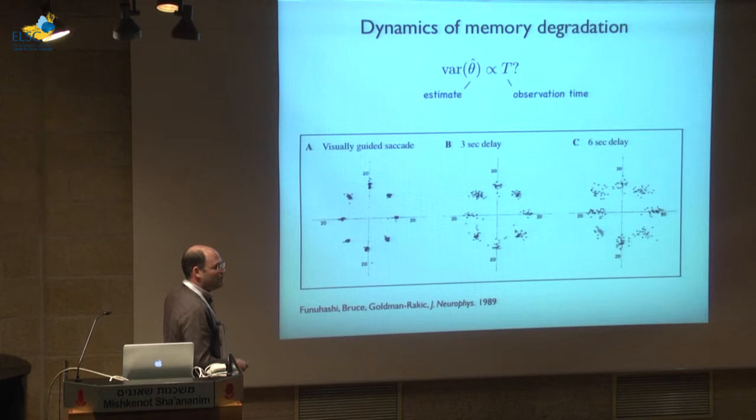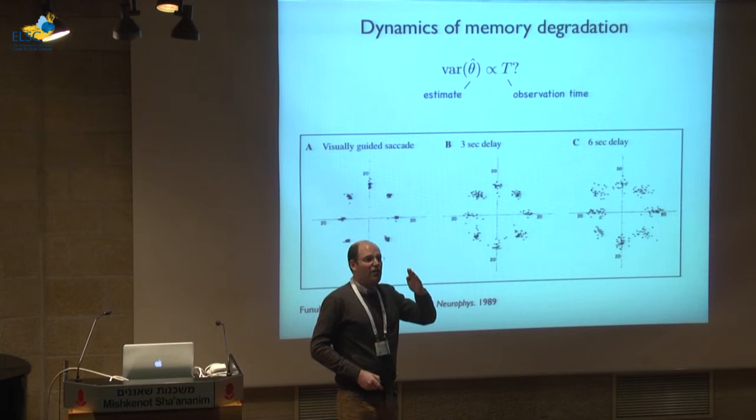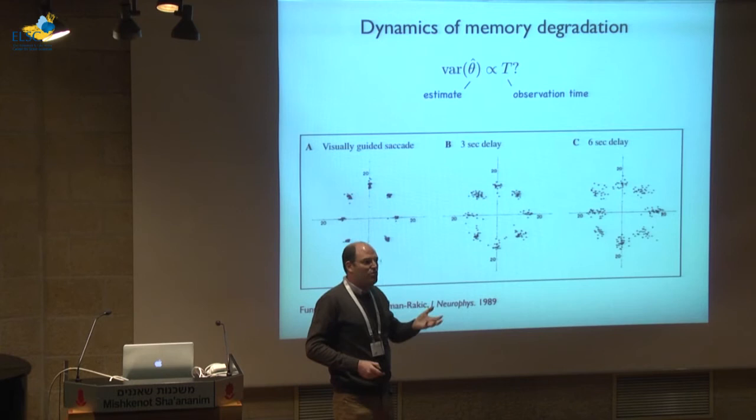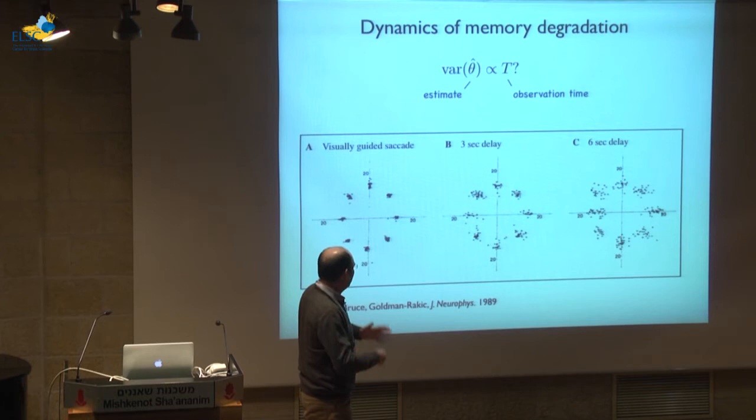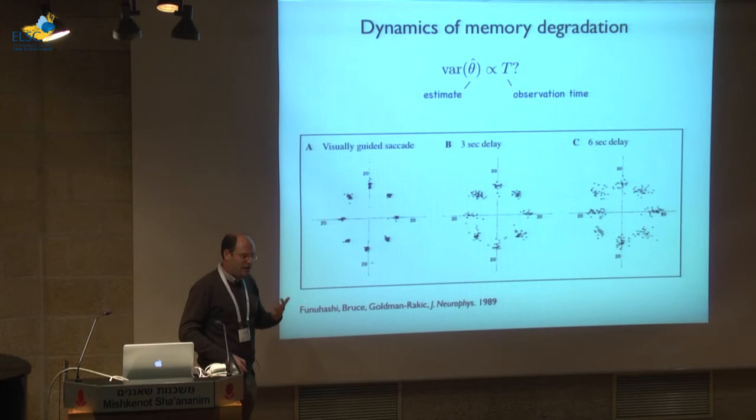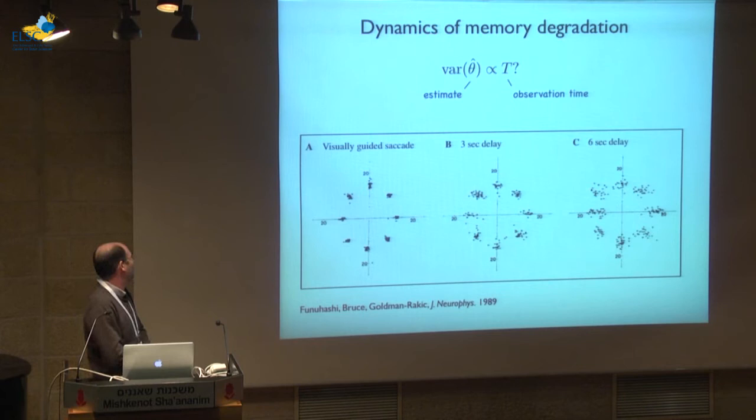On the other hand, for example, in the oriented bar task that I mentioned earlier, where I show you a bar and then I remove it, human subjects seem to have very little dependence of their variance on the delay time. I'm not going to try to explain these differences, but if we seriously think that the memory is stored in something like a continuous attractor network, this is a question that we should ask ourselves. What is the source of the difference between these different cases?